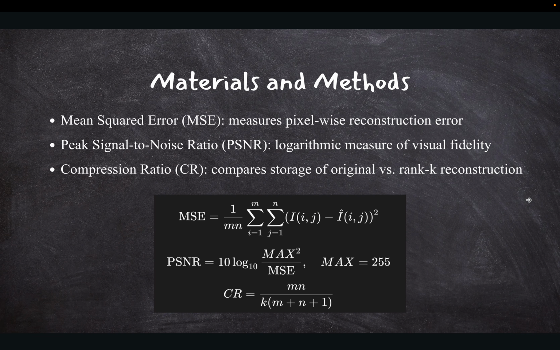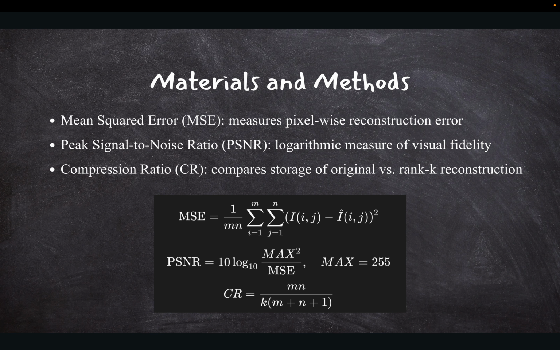In our experiment, we tested 5 different levels of quality, also known as ranks, where K, the rank, equals 5, 10, 20, 50, and 100. We used 3 metrics to evaluate the results, MSE for error, PSNR for quality, and CR for the compression ratio.